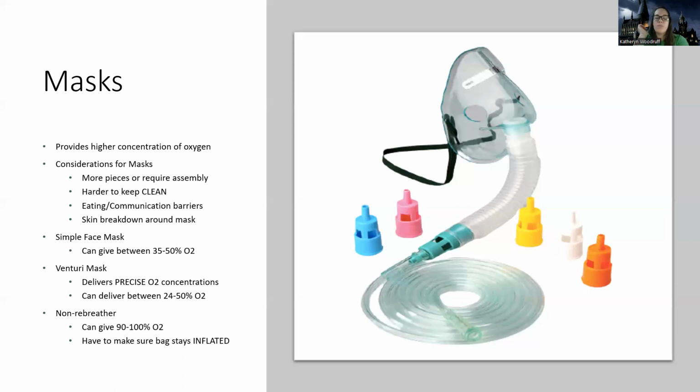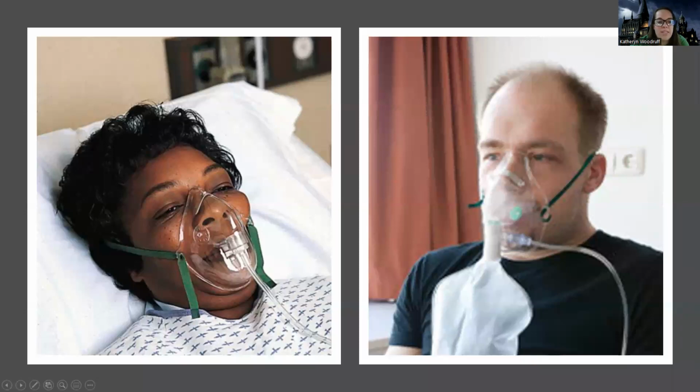It's also my job as the nurse to make sure that, like with the venti mask, you can see here there are different colors. I attach this to the tubing, and I need to make sure it's set up correctly. Otherwise, they're not getting what they need. With the non-rebreather, the bag that's attached has to stay inflated or it's not going to work correctly. So here's a simple face mask, and on the right is a non-rebreather. You can see the bag there, and it is inflated, which means it is doing what it's supposed to do.